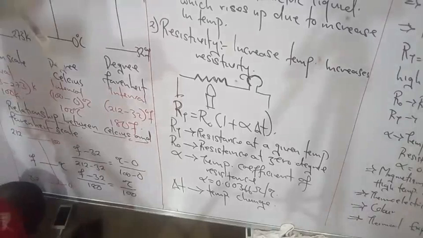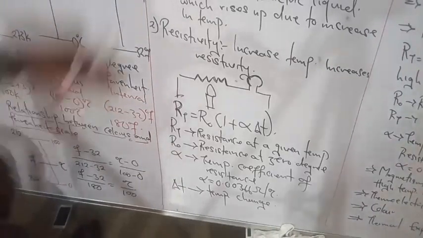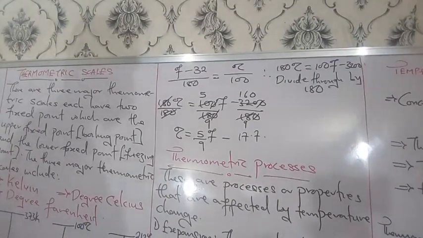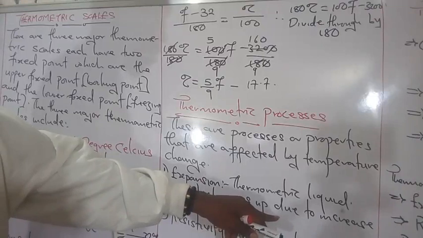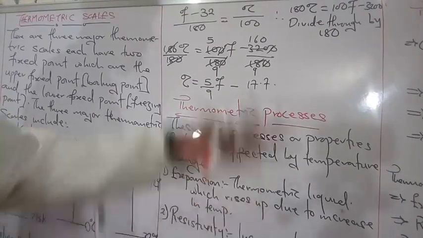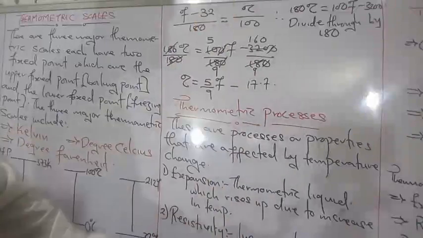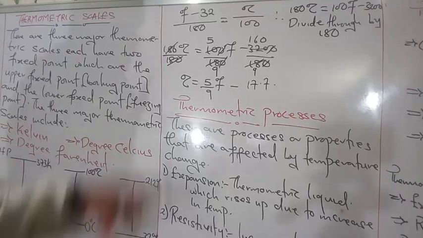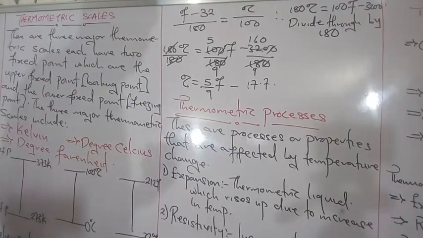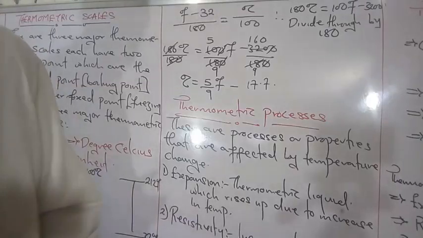We have another thermometric process that we must take note of here. This is for resistivity. Another thermometric process you must take note of is magnetism. All these processes, you must be able to illustrate them with the examples I'm giving you. For expansion, I use the clinical thermometer, or your laboratory thermometer, where the liquid inside will increase as a result of change in temperature. For resistance, when heat is applied to a coil of wire, the bulb goes dim, showing that the resistance has been increased. And vice versa. Okay, now, we want to go to the number three thermometric property.